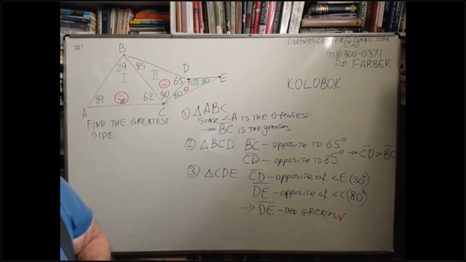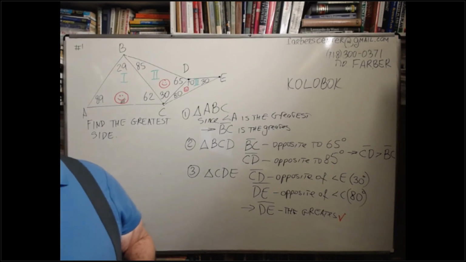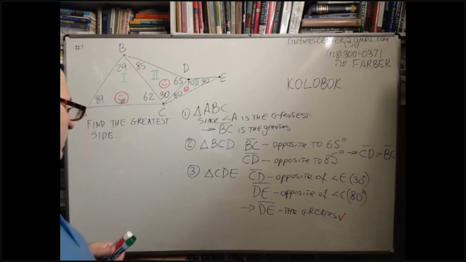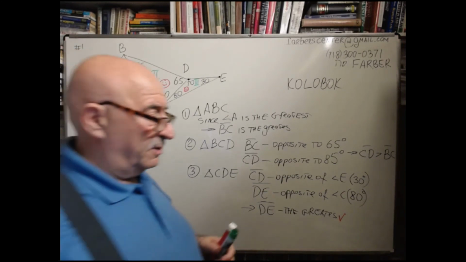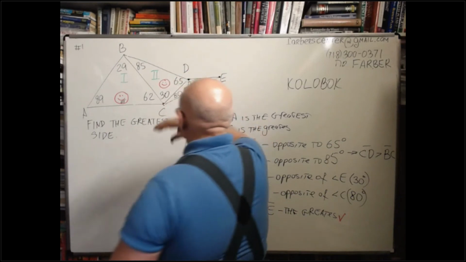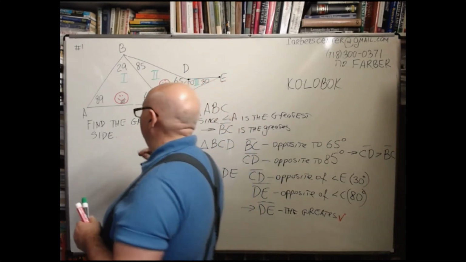Dr. Ferber, I have a question. How is DE the greatest if for CD it says the opposite is 85 degrees, and isn't 85 degrees bigger than 80 degrees? You can compare different countries. These are borders. Look at this again, Miriam. I understand your question. Try to get this.